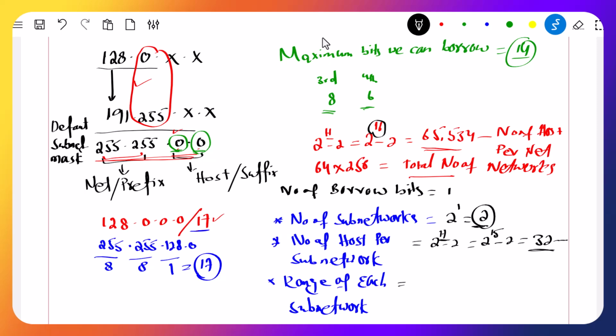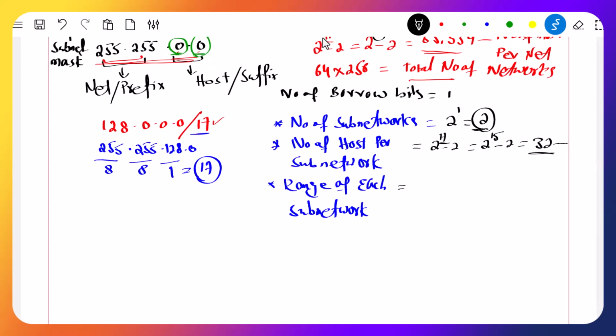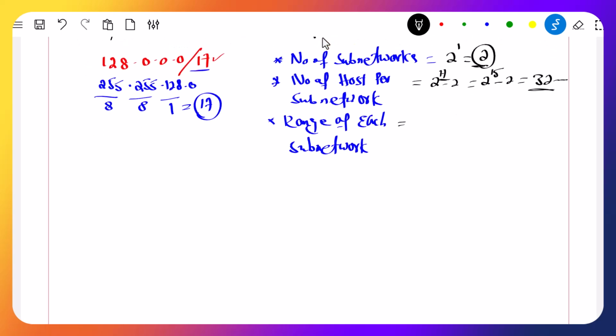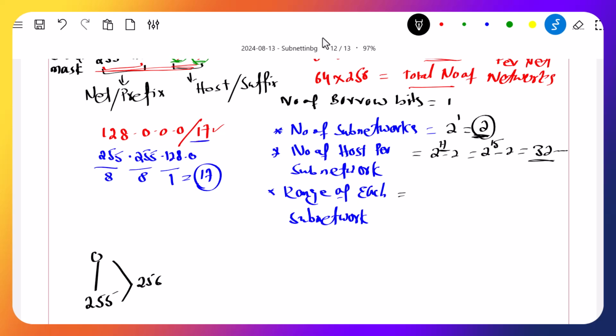And let's find the range of each subnetwork. It's a little tricky part. How many bits have we borrowed from the third octet? Obviously 1. So how many subnetworks do we have? Obviously 2. Now the third octet total range was 0 to 255, which is equal to 256. If you are confused, don't be. It's very simple. Come to this third octet. From 0 it started, and it finishes at 256. Before, it belonged to this one network. Now we did subnetting, so it will belong to 2 subnetworks.